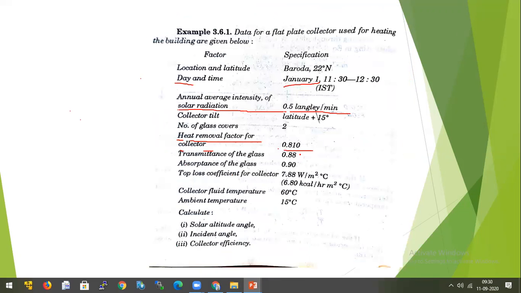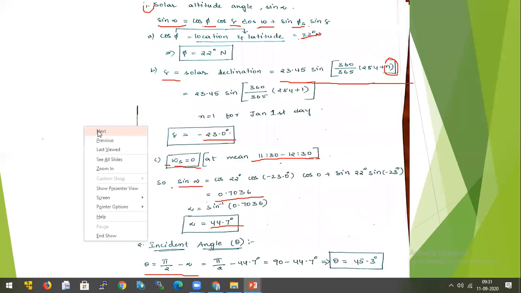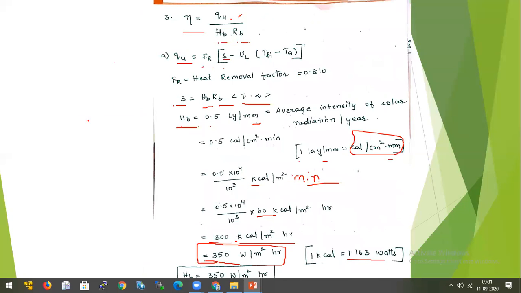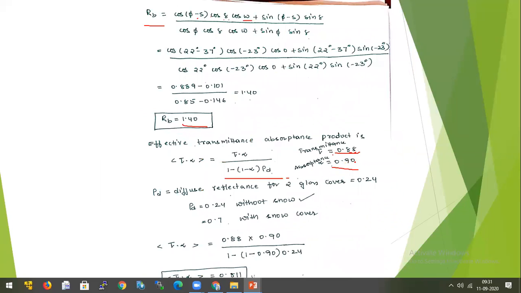See, these are the tau and alpha values. This 0.88 and 0.90. This is tau value and this is alpha value. Transmittance of glass is 0.88, absorptance of glass is 0.90. So tau value is 0.88 and alpha value is 0.90. So 1 minus again alpha value into rho d.